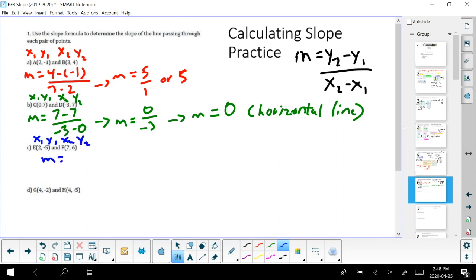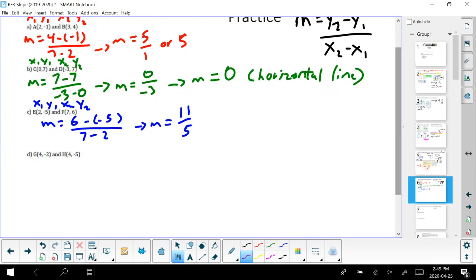Next example, once again, x1, y1, x2, y2. We've got m is equal to y2 minus y1, so 6 minus a negative 5 over x2 minus x1, so 7 minus 2. This will leave me with a positive 11 up top, divided by 5.